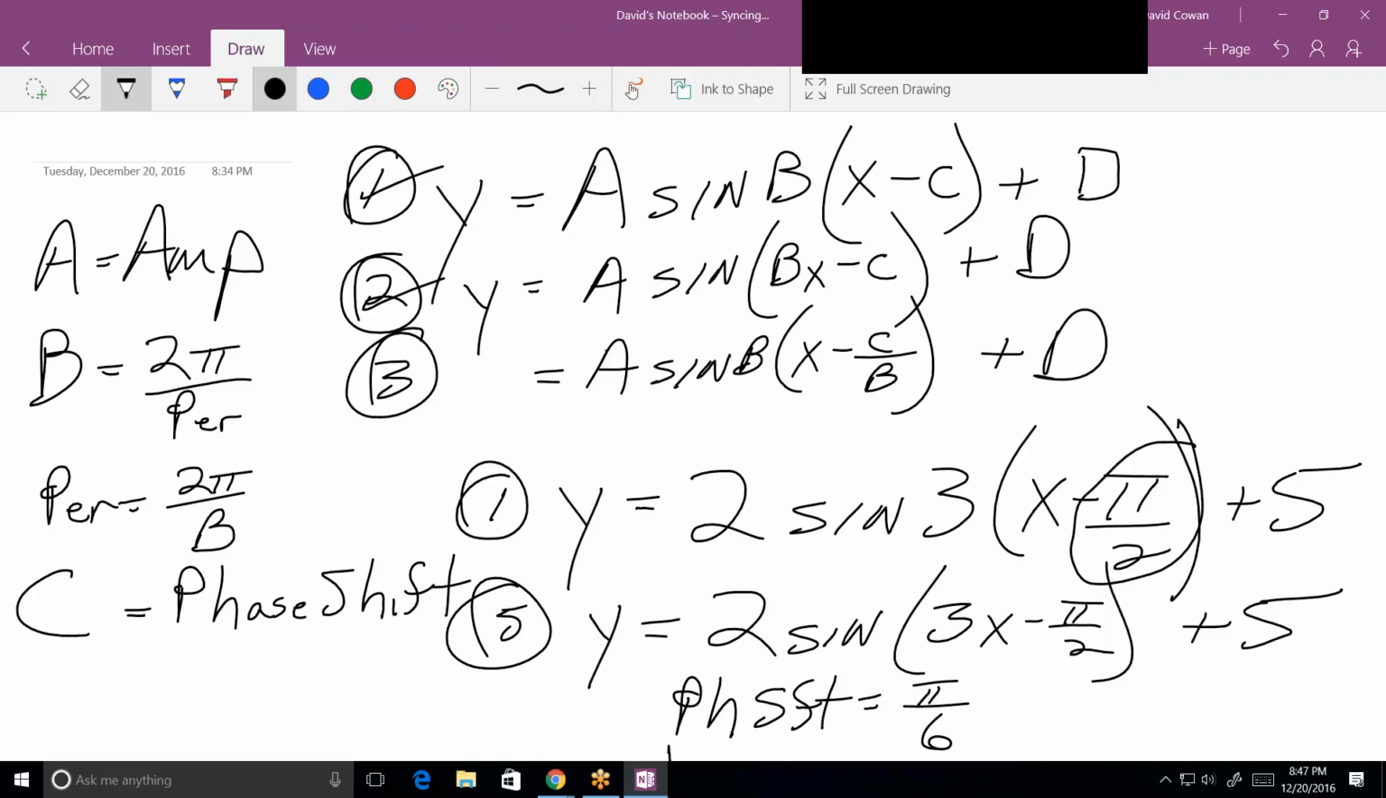The phase shift for equation number 1 is pi over 2. So depending on whether that B is inside or outside the parentheses makes quite a bit of difference as to what the phase shift is. Now let's just talk about phase shift for a second.